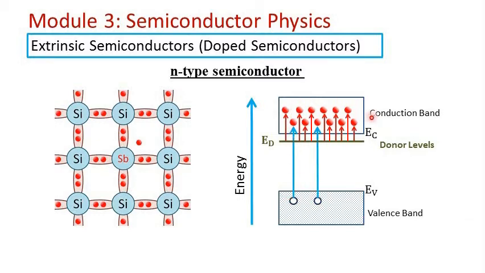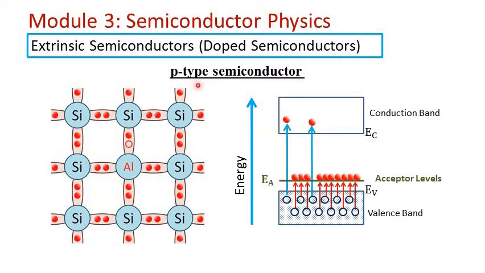So in N-type semiconductor, as the number of electrons in conduction band is very large as compared to the number of holes in valence band, electrons in conduction band are called majority carriers and holes in valence band are called minority carriers. So in N-type semiconductor, we say current is mainly due to the electrons and current due to the holes in valence band is negligible.